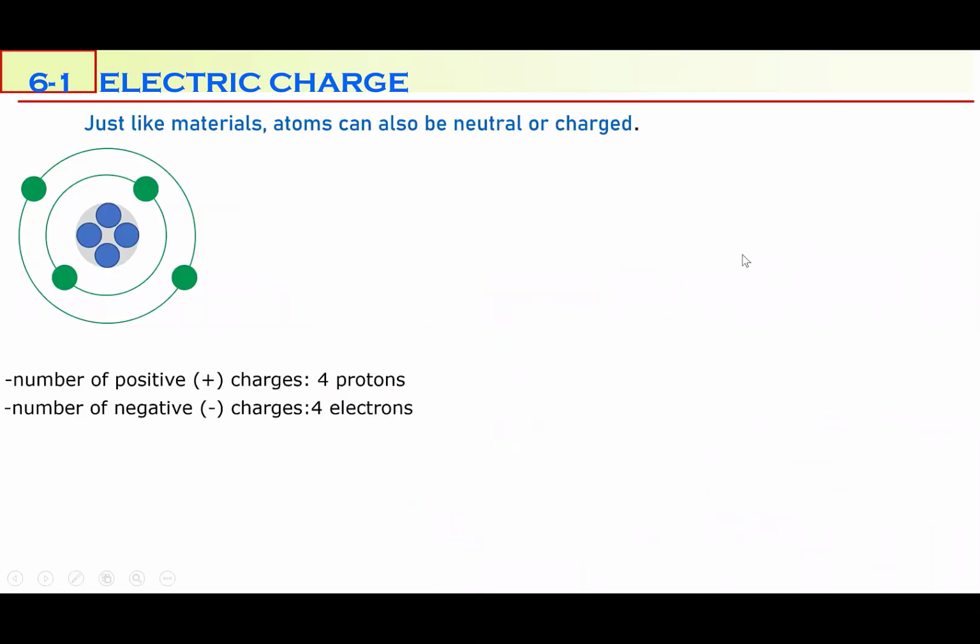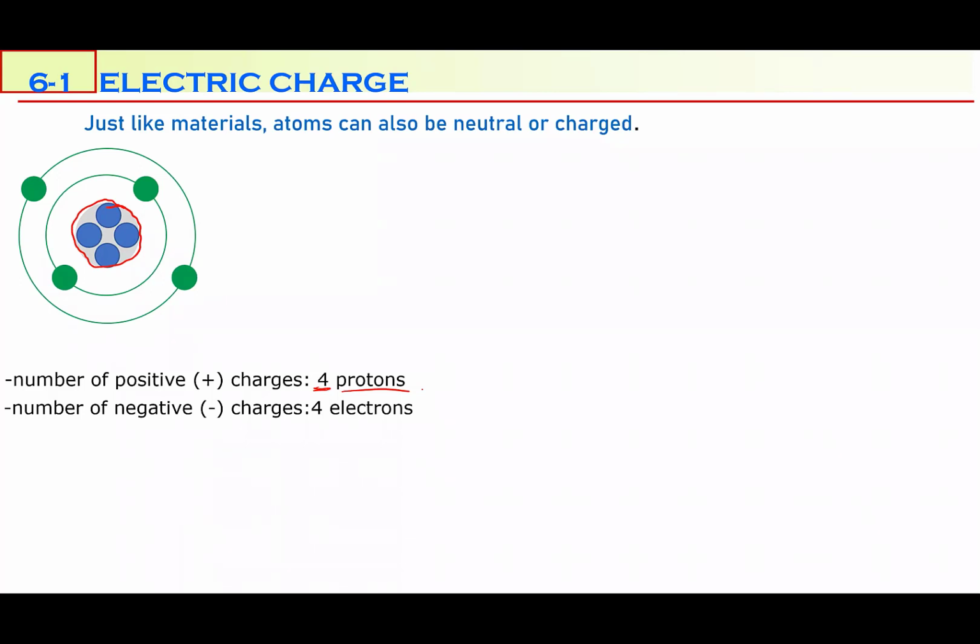Just like materials, atoms can also be neutral or charged. The natural state of every atom is neutral, meaning they are not charged. What does not charged mean? In fact, they carry charges. They have protons, they have electrons. Now, there is a model on the left of my screen. You see that this atom model consists of 1, 2, 3, 4 protons. The number of positive charges is 4 protons.